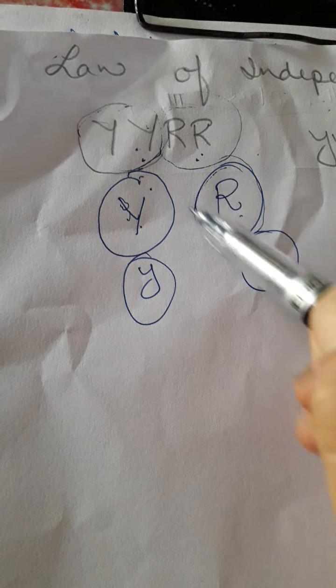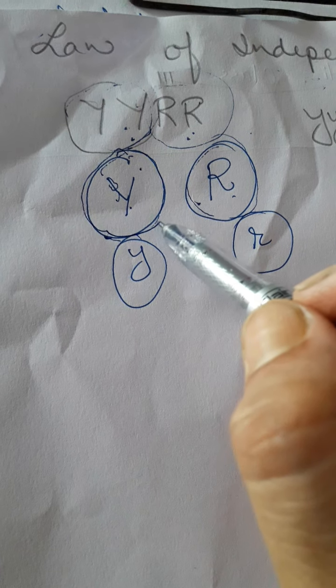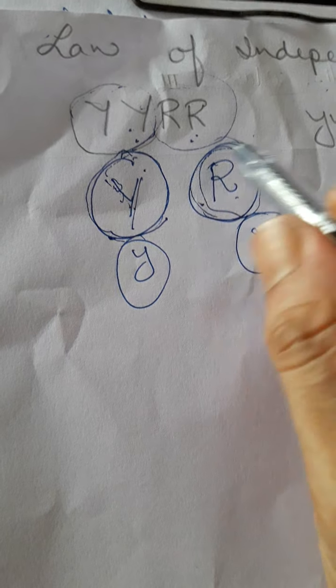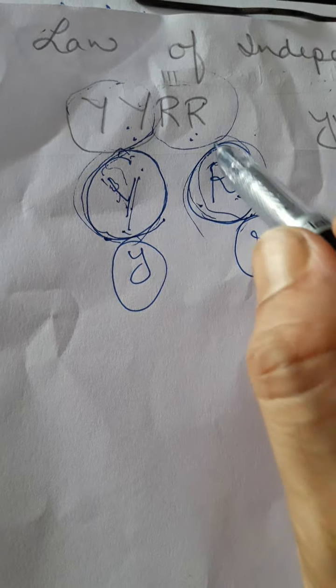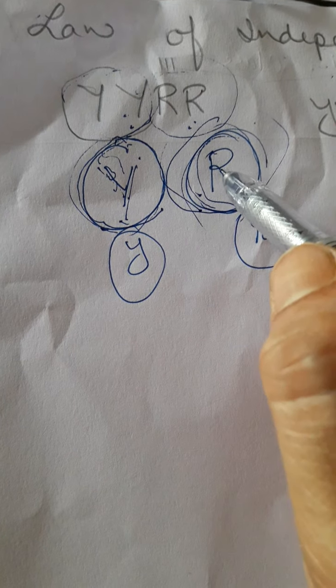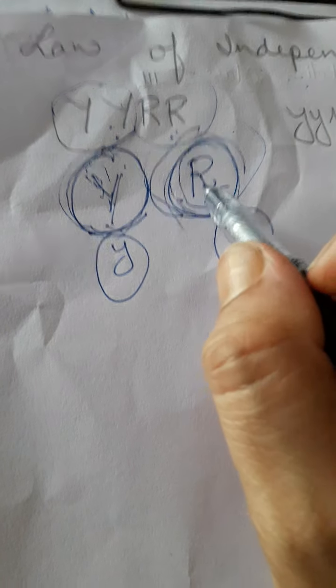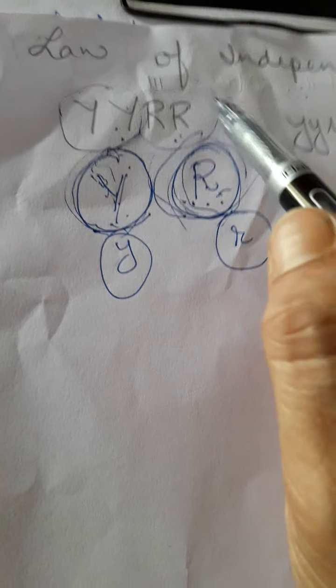Now see, whether capital R is present or not, capital Y will have its influence. The particular seed will be yellow if Y is present, but whether R is present or absent doesn't matter. Simultaneously, whether Y is present or not, R will express itself. If capital R is present, it will definitely express its phenotype. That means both the genes are independent of one another for their expression. That is the main thing of the law of independent assortment.